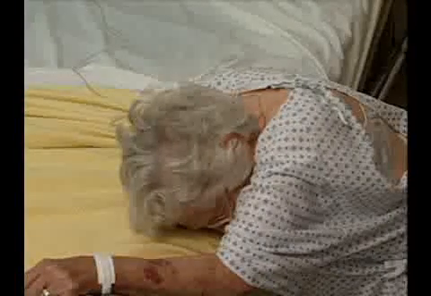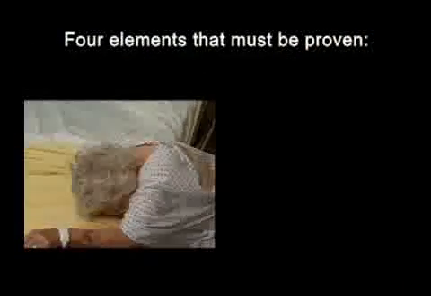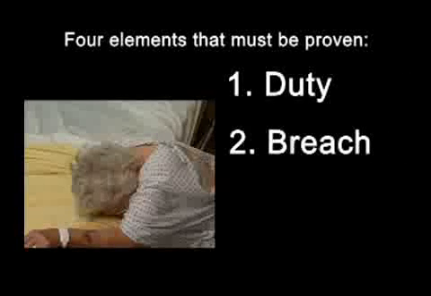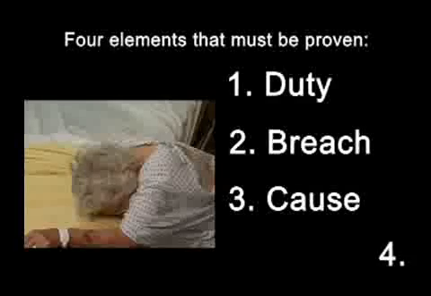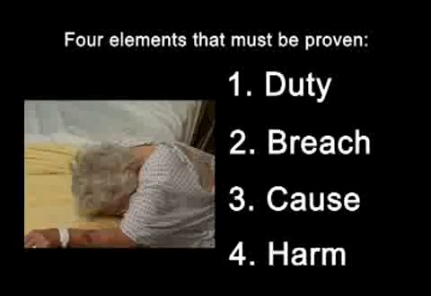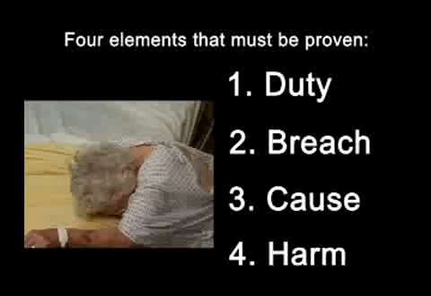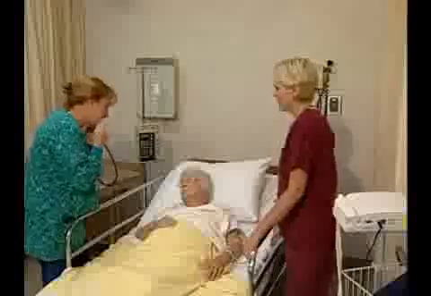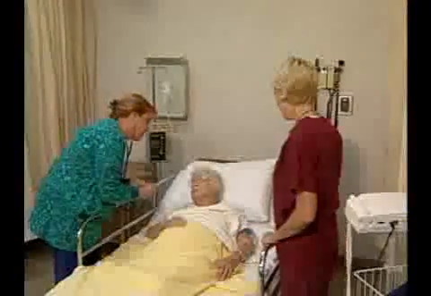Legally, negligence consists of 4 elements that must be proven: duty, breach, cause, and harm. First, it must be proven that you owe a duty to the patient. Your duty is to provide care that a reasonable and prudent nurse would be expected to provide.